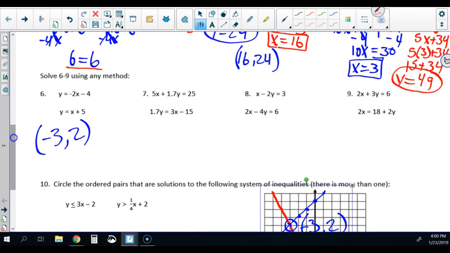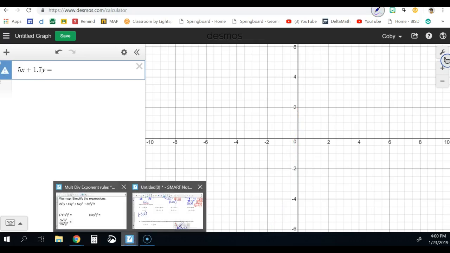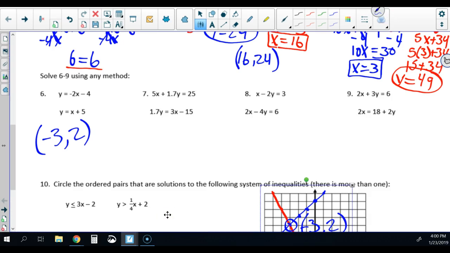There's one on your test that you have to use that. Everything else, if it were me, I would use Desmos. So 5x plus 1.7y equals 25. I go to Desmos. 5x plus 1.7y equals, I don't remember what it equals, 25.